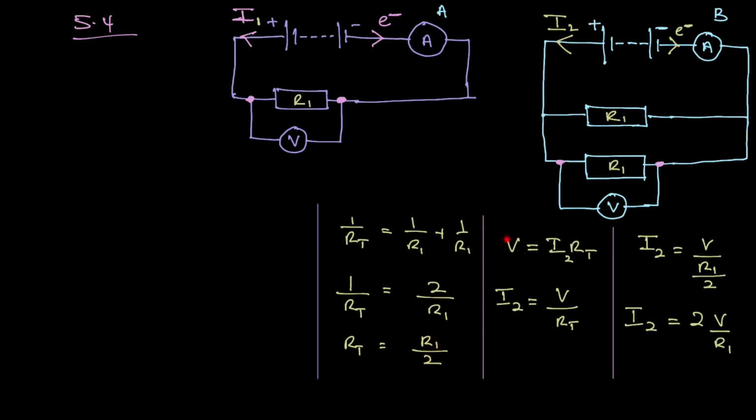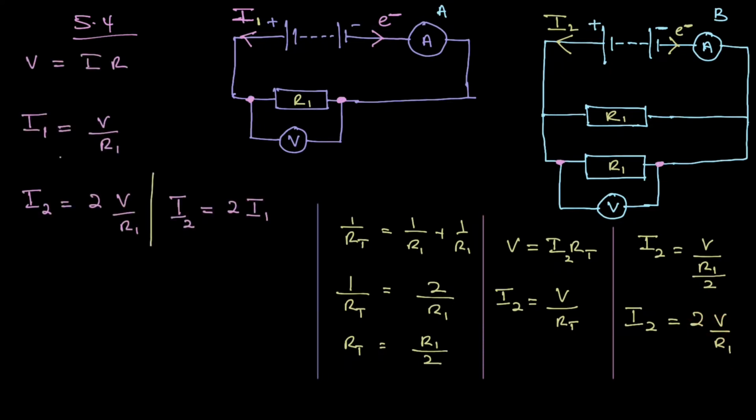Now we know Ohm's law: V equals IR, and I is I2, and R is R total, which is calculated. If I make I the subject, I get V over R total. So now we know I2 equals V over R1 over 2, because R total is R1 over 2. Then I can write I2 equals, well, that 2 will go up, so that becomes 2V over R1.